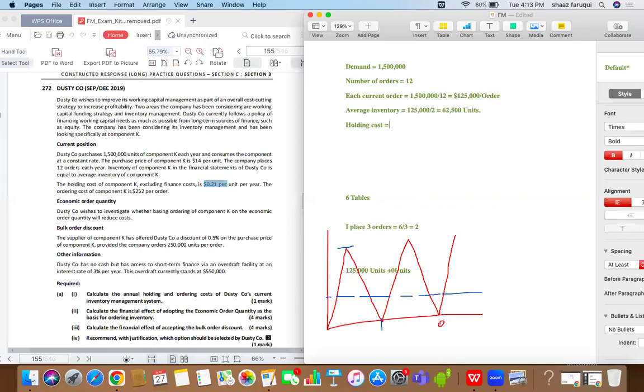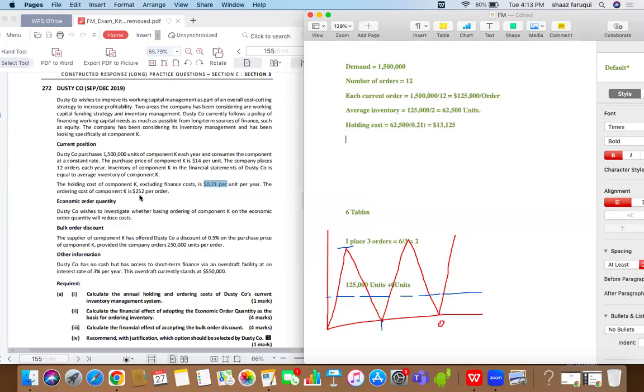So the holding cost is how much? I'm holding on average 62,500 units. Each unit has a holding cost of $0.21 per unit. So it is very good, Trisha. 13,125 per year. So the holding cost is $13,125. Now that we have seen that, what happens? Think about it.